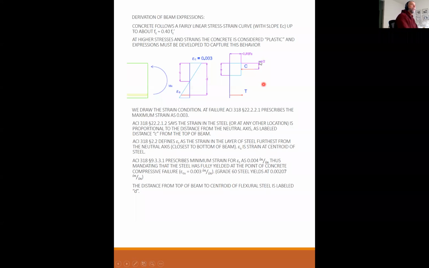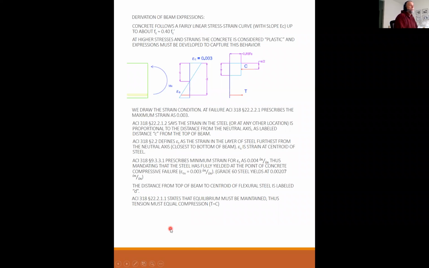Okay, now I've added in here a stress diagram. This was strain. Now we have stress. So the stress diagram, I've got some concrete stress, I've got a concrete resultant, and I've got a tension resultant as shown here.